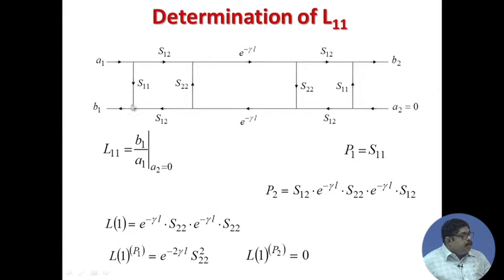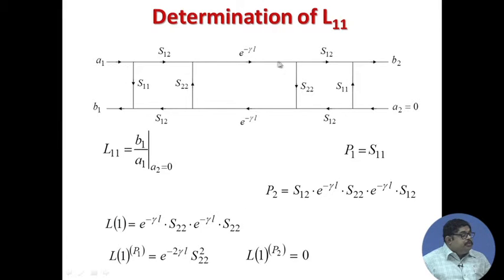So, A1 to B1, one path is P1, another path is this, S12 e to the power minus gamma L, S22, then e to the power minus gamma L, S12. So, there are two paths. Is there any third path? I can go here? No, because this is not allowed. So, there are two paths. Now, is there any loop?